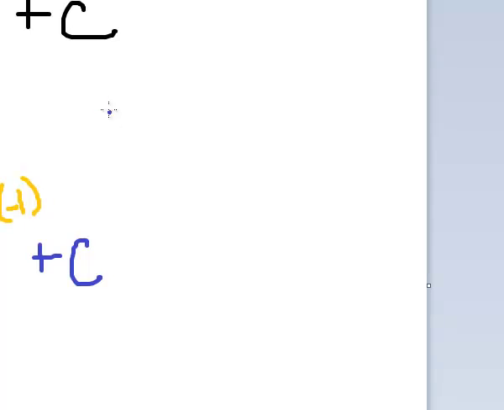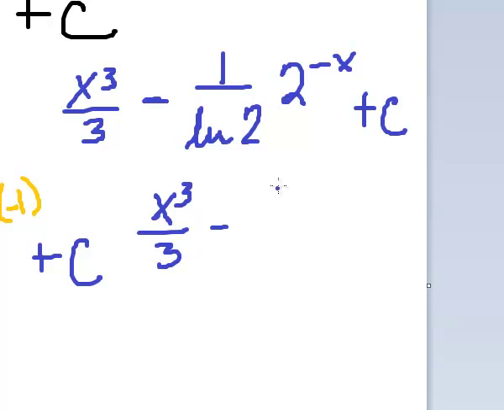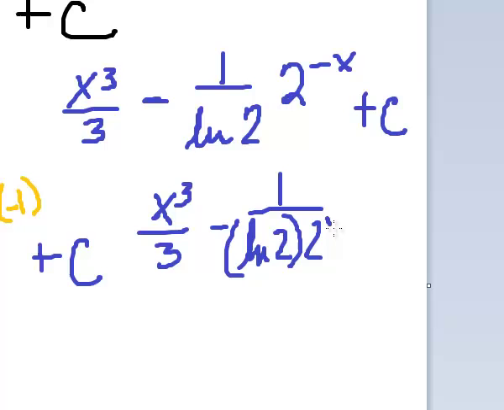All right, so my final answer would be x cubed over 3, and this is a negative, so I can subtract 1 over the natural log of 2 times 2 to the minus x. And I could put my 2 to the minus x down here as well, since that's a negative exponent. In other words, I could also write this as 1 over natural log 2 times 2 to the x, plus c.